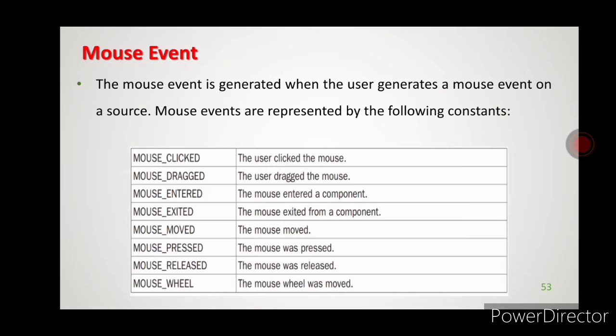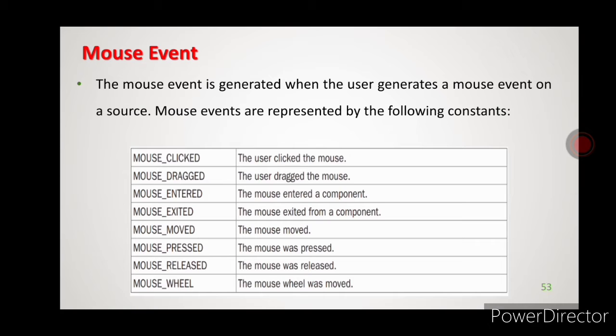Suppose a window is there, and we enter the mouse into that window. That we can call mouse entered. Next, mouse exited: we remove the mouse cursor from that window. Window means the tabs which we open on computers. Mouse moved means we move the mouse to our required location.